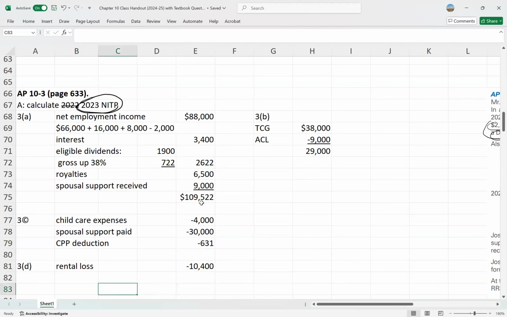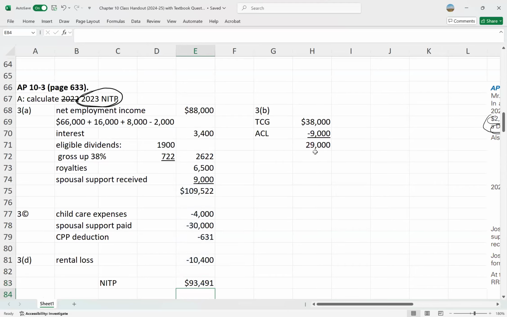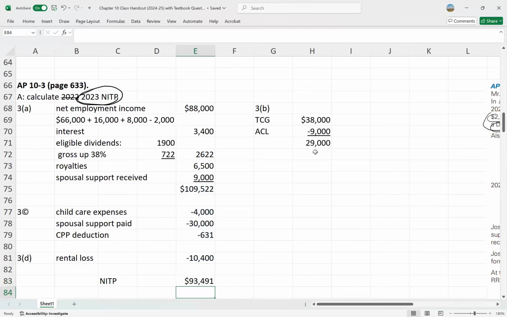So let's figure out what his net income for tax purposes is. It equals the sum of all these amounts here, plus the 3B amount, which is 29,000. So we get net income for tax purposes of 93,491. I wanted to go through this with you as a bit of a refresher of some of the concepts we've learned from earlier chapters, and that's part A of this question.